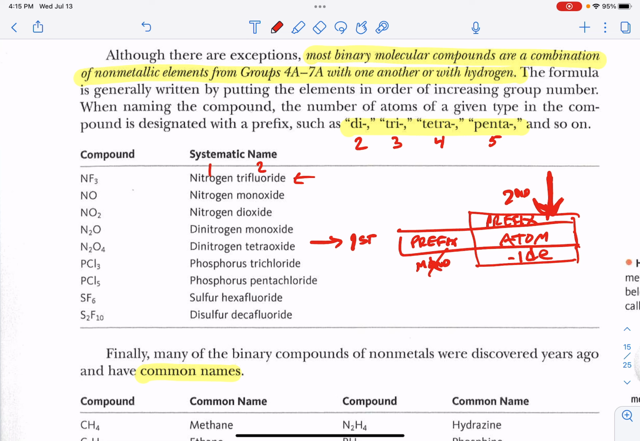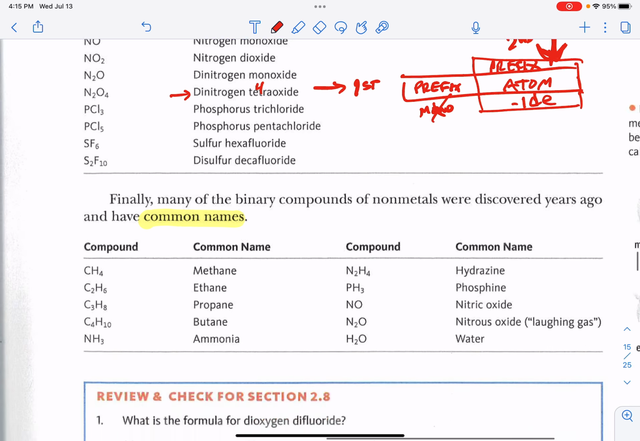Or if we come down to this one right here, if we have two nitrogens, dinitrogen, and if we have four oxygens, it's tetraoxide, dinitrogen tetroxide. Sometimes we drop vowels in order to be able to pronounce it better. You should know how to do that.